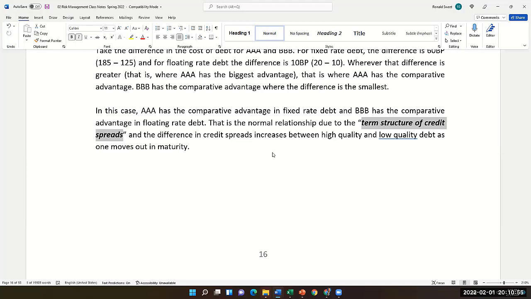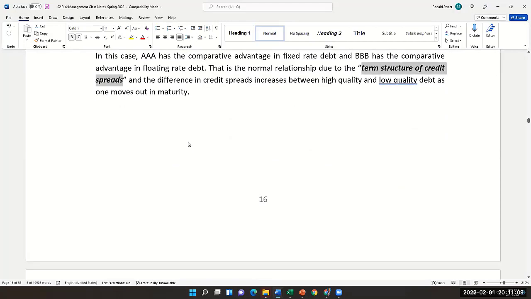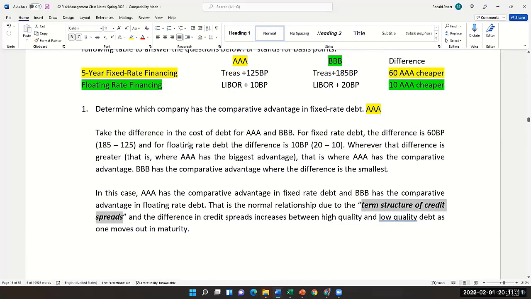And essentially, the way the swap is working is these two companies are taking advantage of that term structure of credit spreads, and they're just splitting it between themselves in some way, whether it's 50-50 or some other way. I mean, I could have set up this problem so that wasn't the case, right? I could have just changed the swap so that wouldn't have been the case.